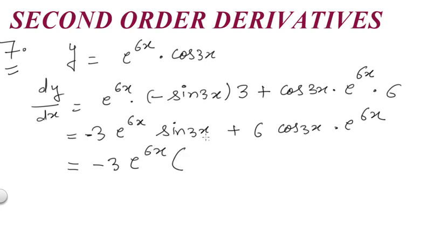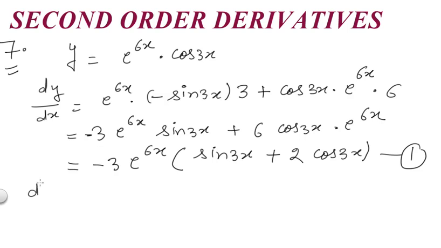So what we are left with inside the bracket? Here we are just left with sine 3x. Clear? Plus what we are left here with 2 cos of 3x. This will be the first equation. Now we will again differentiate it with respect to x.